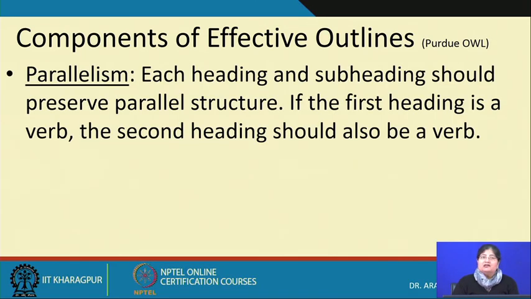The first component is parallelism, which means each heading and subheading should preserve parallel structure. If the first heading is a verb, the second heading should also be a verb. So, the way you write the outlines should be consistent.